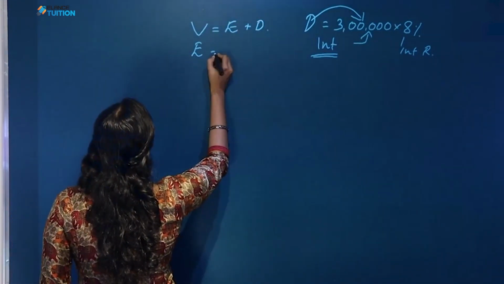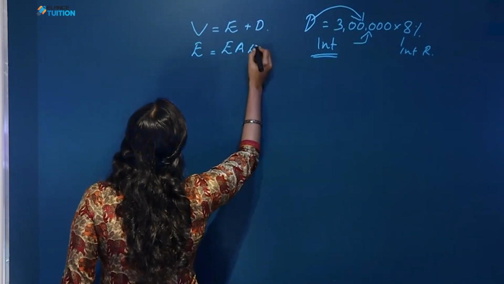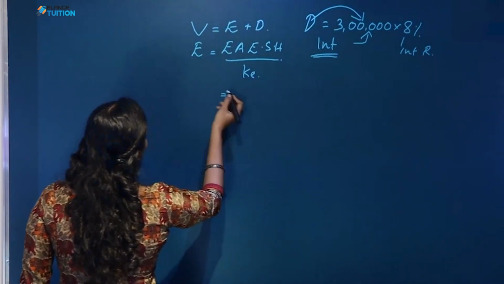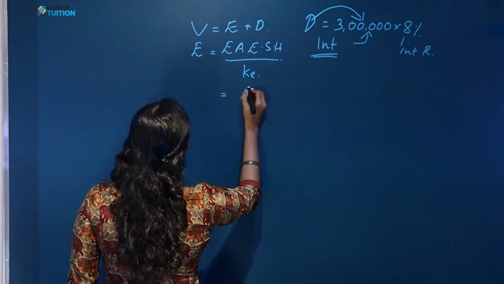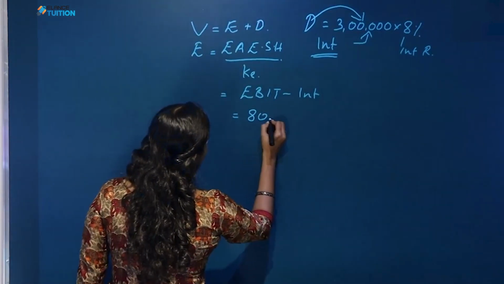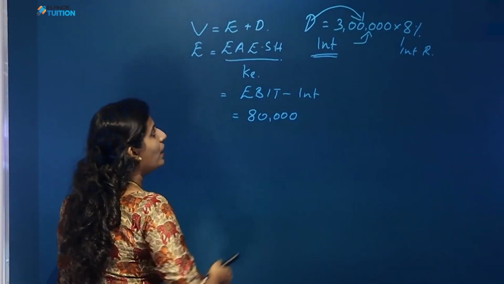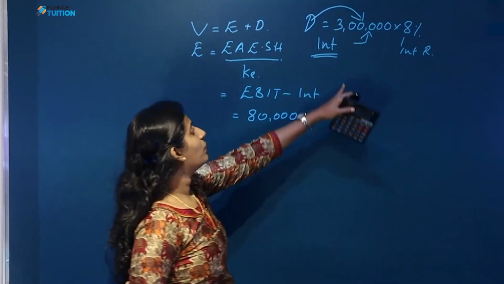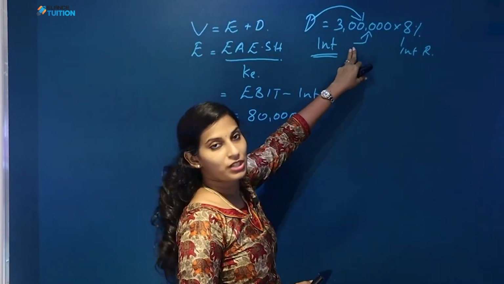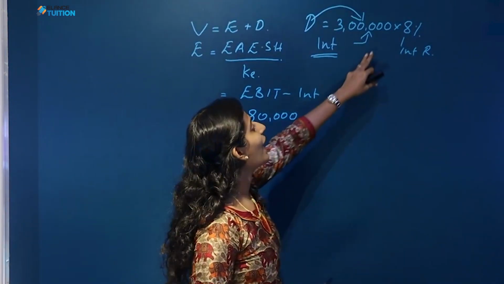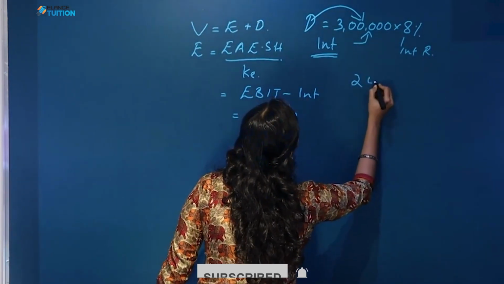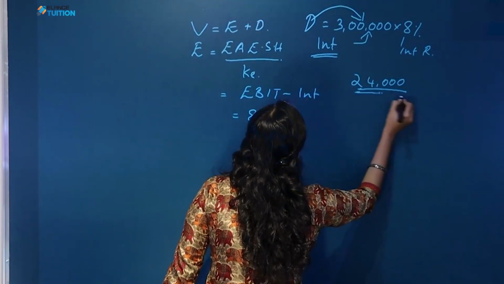So we will have to find the interest separately. Let us see, what was the formula for E? Earnings available to equity shareholders divided by KE, and earnings available to equity shareholder is equal to EBIT minus interest. EBIT is already given in your question, that is 80,000, and we want to find out interest. New debenture value, or debt capital, is 3 lakh. So 3 lakh into 8 by 100 and that is 24,000. So interest is 24,000.